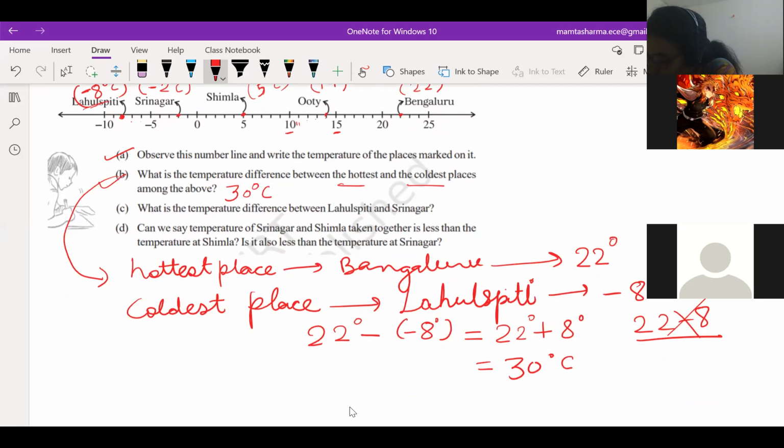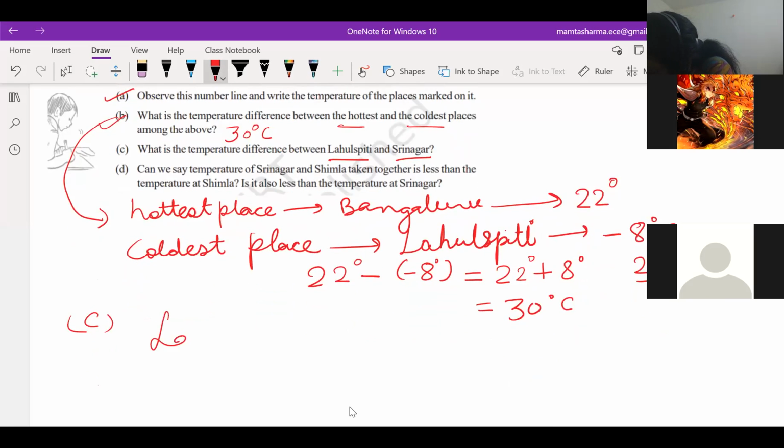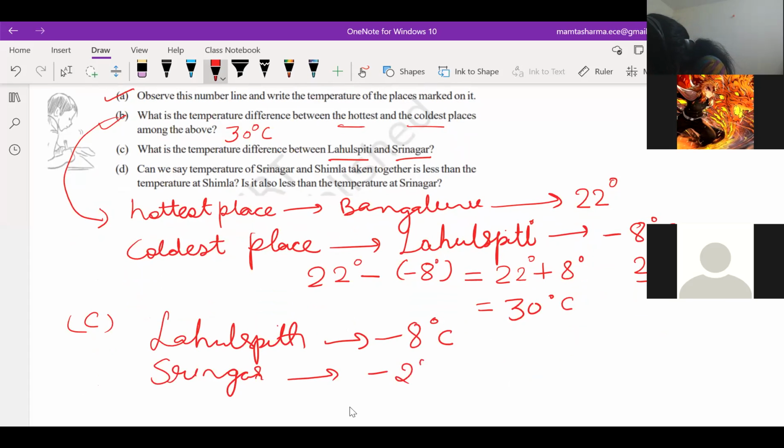Yes, ma'am. Okay. What is the temperature difference between Lahaul Spiti and Srinagar? Question part B. Lahaul Spiti is at minus 8 degrees Celsius. Yes, and Srinagar is at minus 2 degrees Celsius.